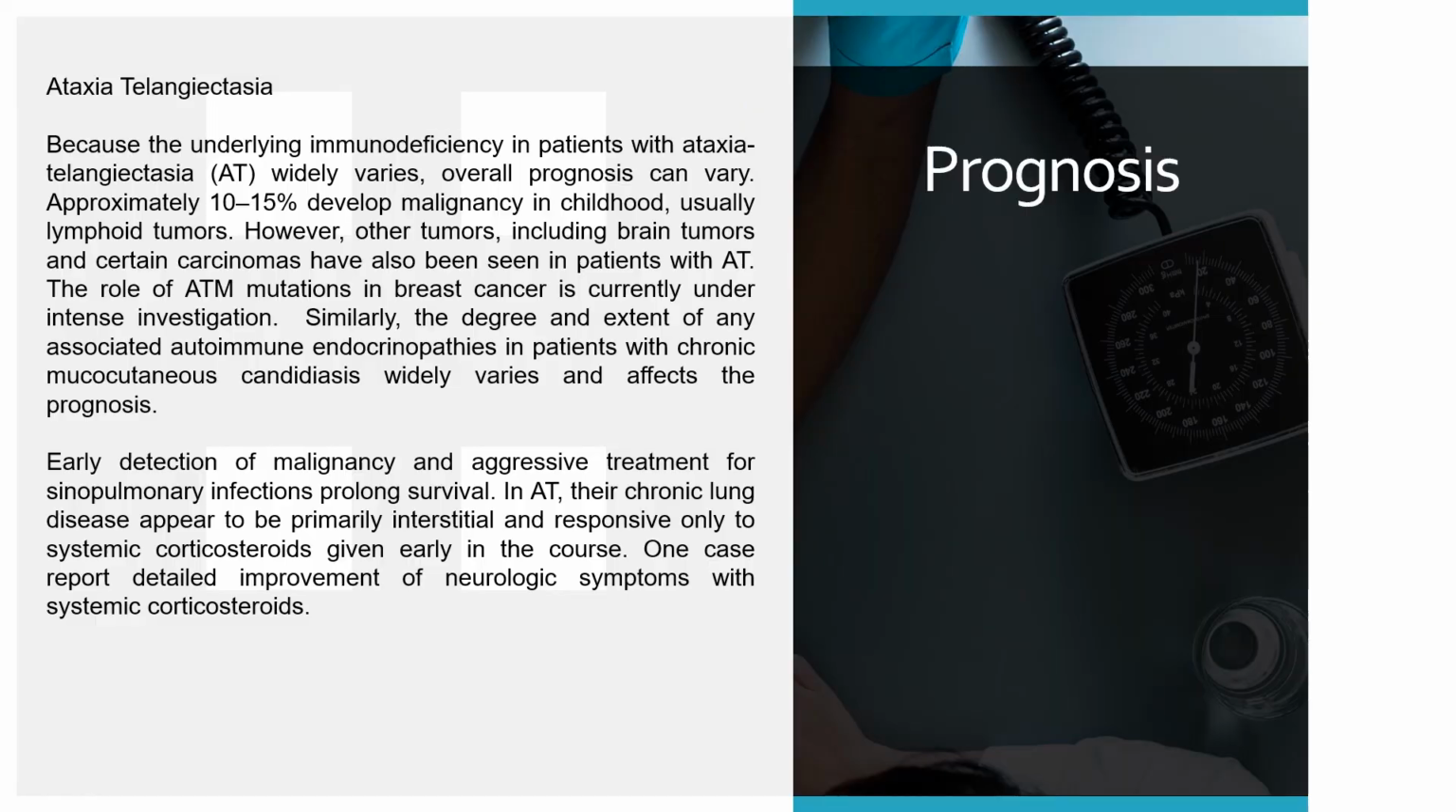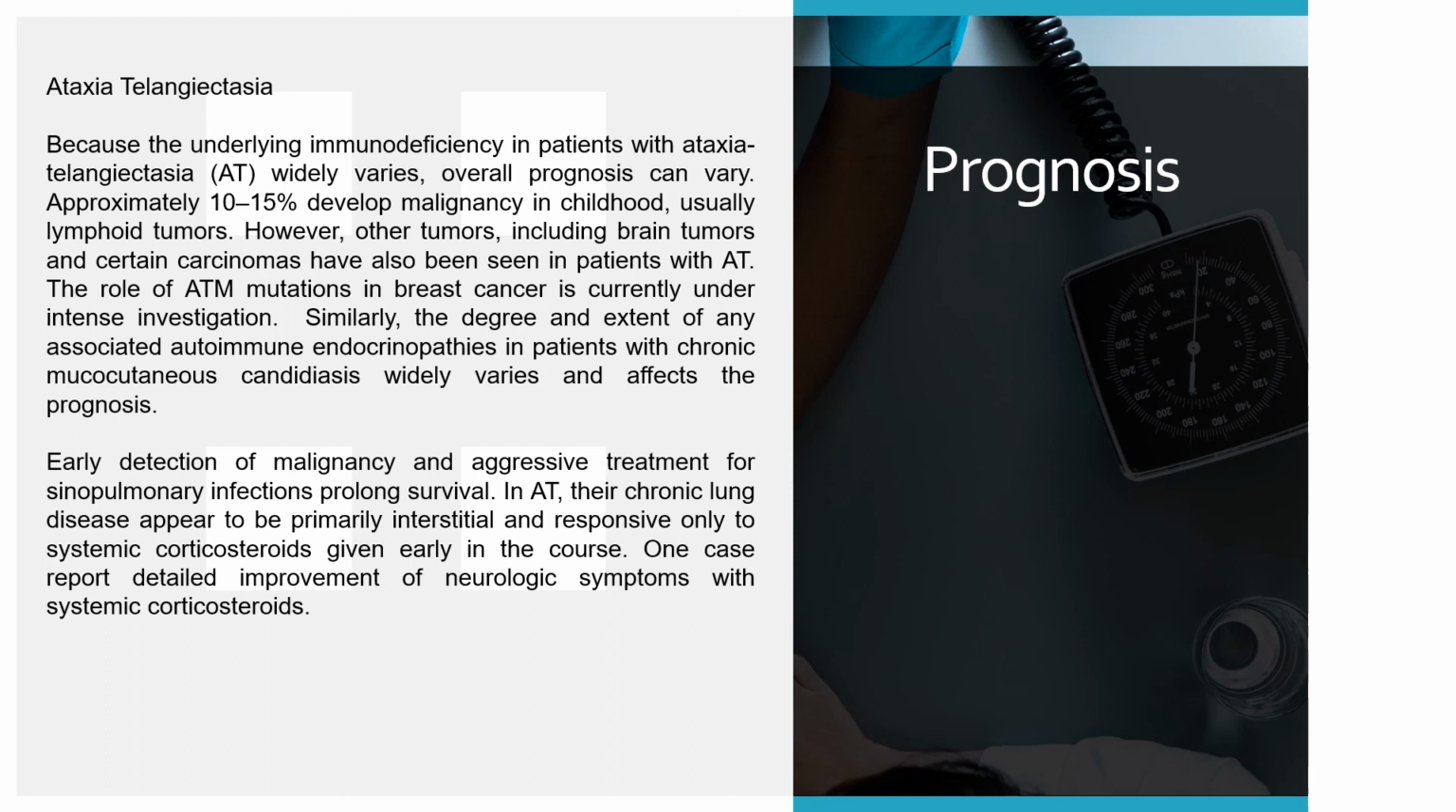The prognosis of ataxia telangiectasia is the following. Because the underlying immune deficiency in patients with ataxia telangiectasia widely varies, overall prognosis can vary. Approximately 10 to 15% develop malignancy in childhood, usually lymphoid tumors. However, other tumors, including brain tumors and certain carcinomas, have also been seen in patients with AT. The role of ATM mutations in breast cancer is currently under intense investigation.